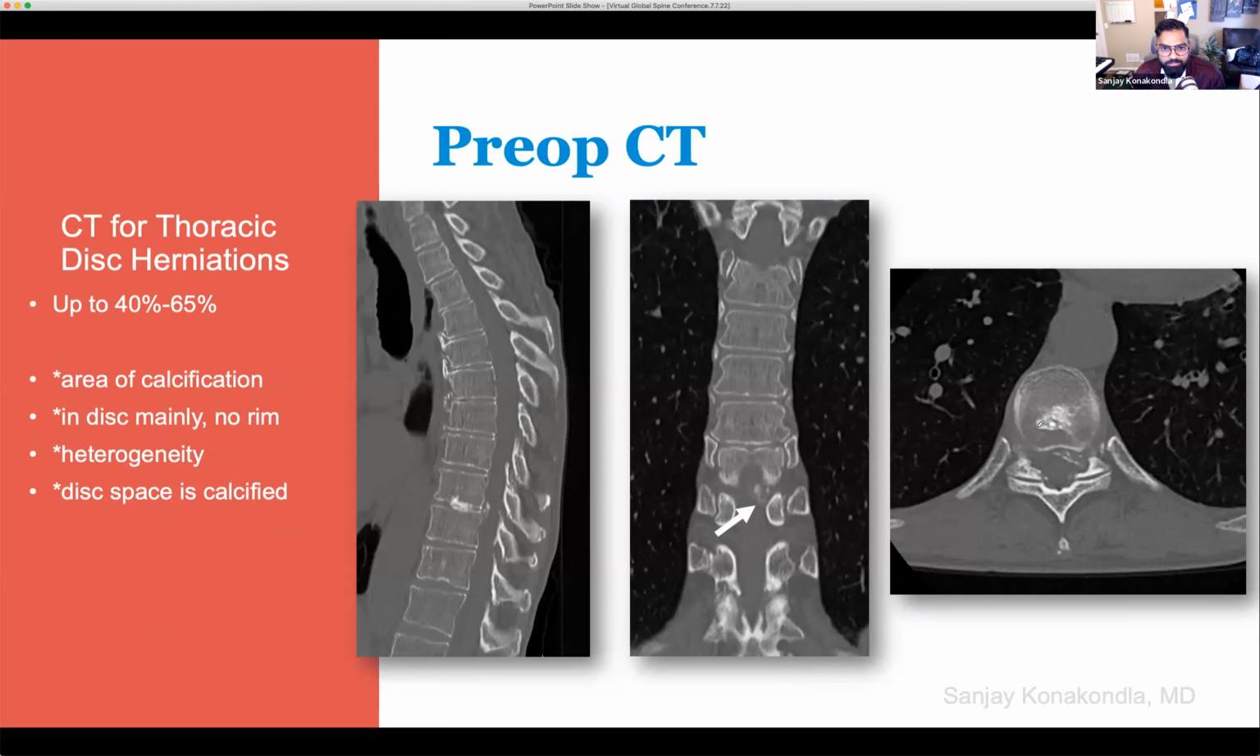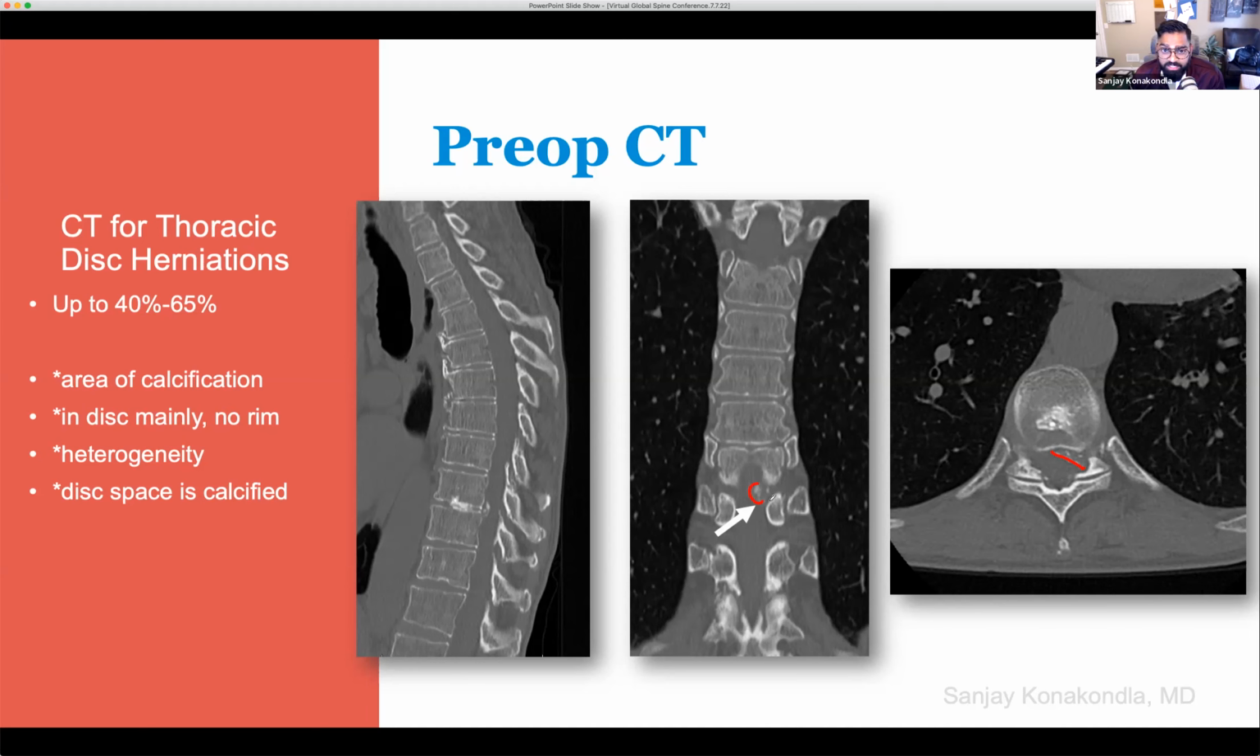And it's not just enough to know whether it's calcified or not. We have to get a little bit nuanced in that, especially when we're going in there with a small port and a small camera with tiny instruments, right? The area of calcification is important, right? Is it central or paracentral? In this case, it's more favorable towards the left side. And it's mainly in the disc, right? There's no rim of calcification going around like this. It has some implications for the maneuverability that you'll have in working around those areas.